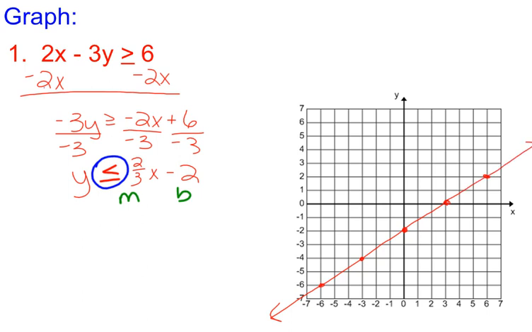Now this is the equation of the line. This is y equals 2/3 x minus 2. If I want it to be y is less than or equal to 2/3 x minus 2, I need to shade where y is going less than. Here's where y is going greater than. Here's where y is going less than. Well, since my problem says less than, I shade on this side.